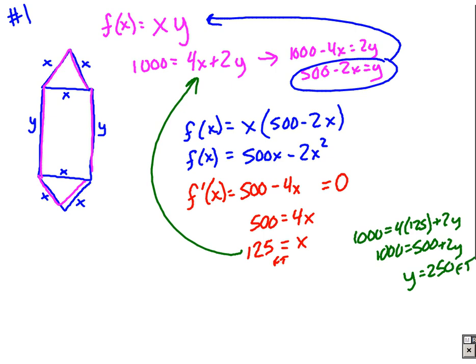Let me give you one other problem to look at. Number 5 on your sheet was the sum of two numbers is 298. The product is a maximum. So I'm going to say my two numbers are x and y. Their sum is 298. So x plus y equals 298. Their product is a maximum. The product will be x times y. That's what we want to maximize. That's what we'll call f of x.